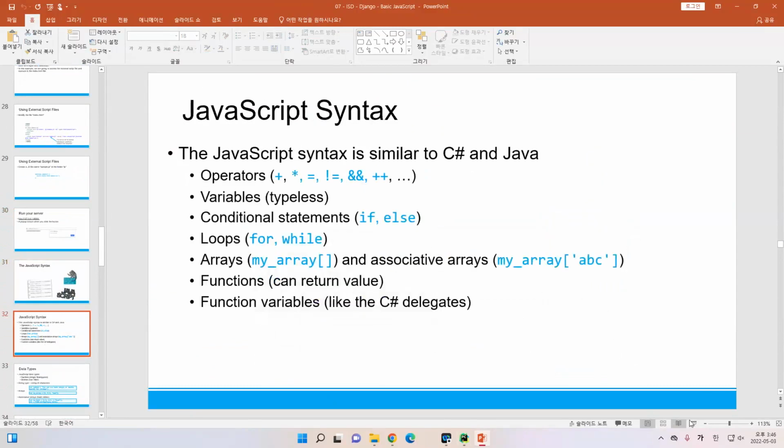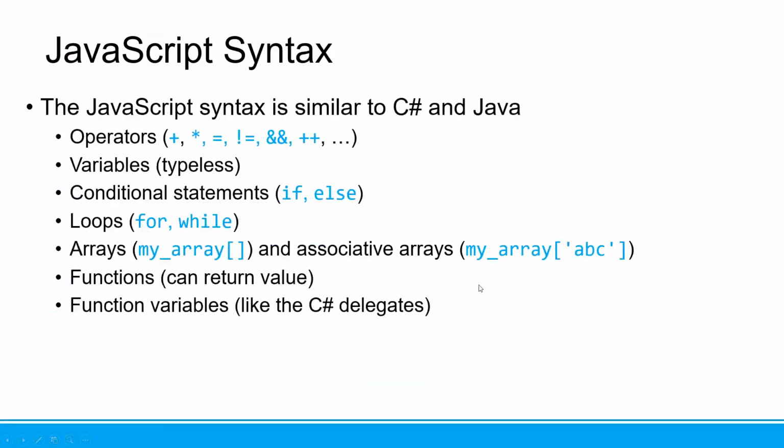In JavaScript, it is similar to C#, it's similar to Java. We know the operators like plus, multiply, equal, not equal, and operator, plus. What about the variables? The variables are similar with Python.